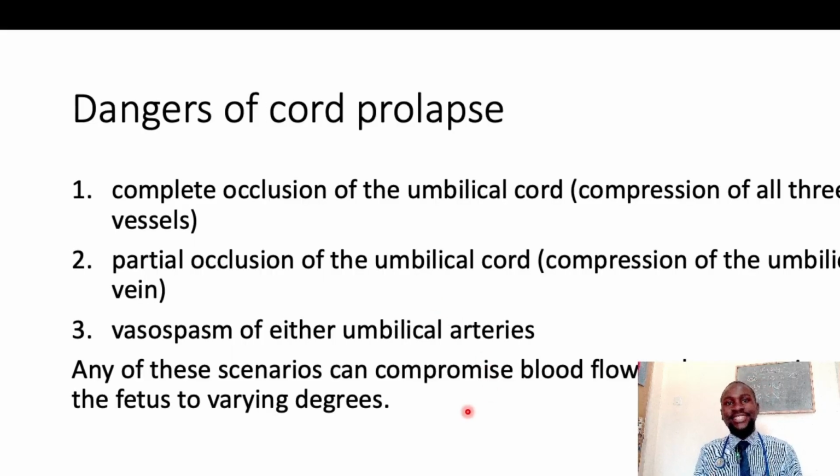Now, what are the dangers of cord prolapse? Why are we even discussing this condition? Because we wouldn't discuss it if it were not important. What are the dangers of cord prolapse? Number one, complete occlusion of the umbilical cord can occur when the cord prolapses. What is happening here is that this cord that has prolapsed can be compressed.